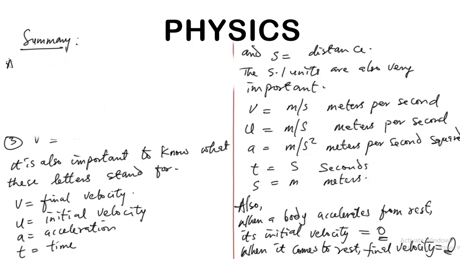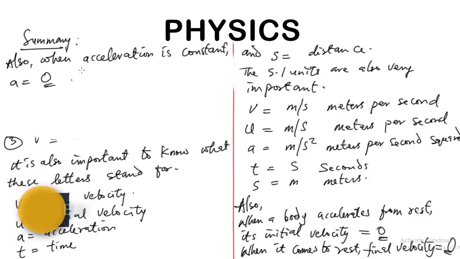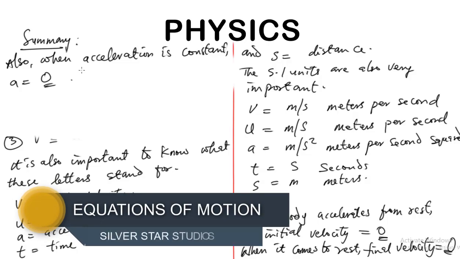Also, when acceleration is constant, it simply means that acceleration is equal to 0 meters per second squared.